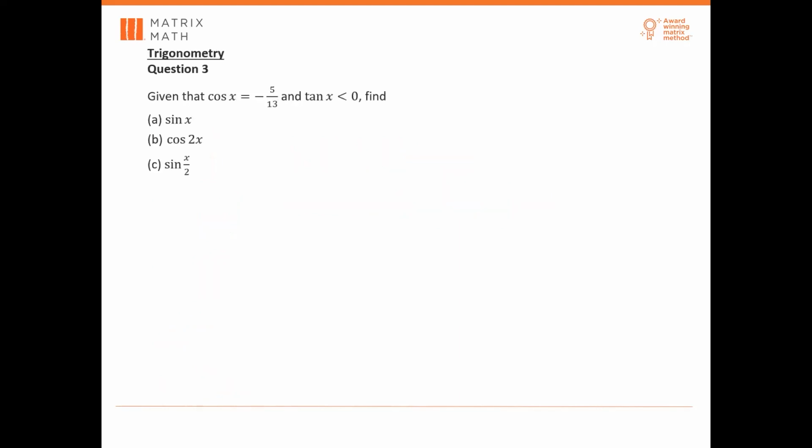Okay, question 3. Given that cosine x equals -5/13 and tangent x is less than 0. So what you want to do is quickly draw your quadrants and label it as A, S, T, and C.